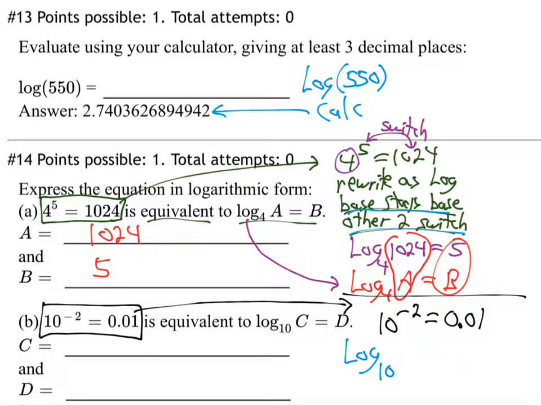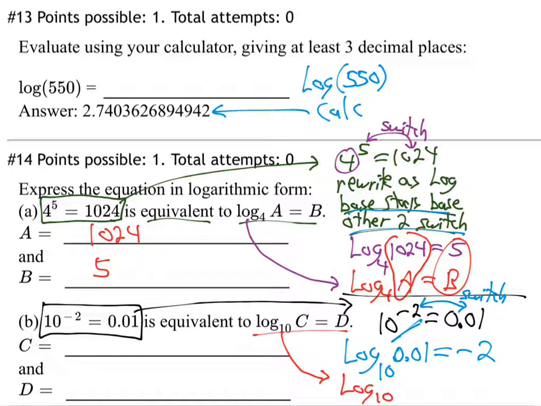The 10. The other two, meaning these two, switch. It's an inverse function. They invert. So instead of 10 to the minus 2, it's 10 to the 0.01, and the minus 2 goes on the other side. And the 10 is still the base. He's at the bottom of the G. So there it is, and they say, oh, we want you to rewrite that as log base 10 of C equals D. So the C is the 0.01. The D is the -2. There we go.